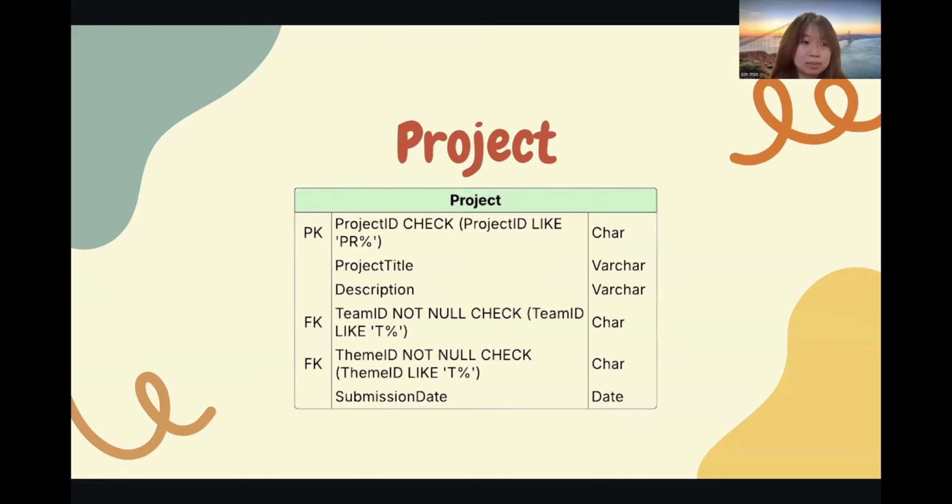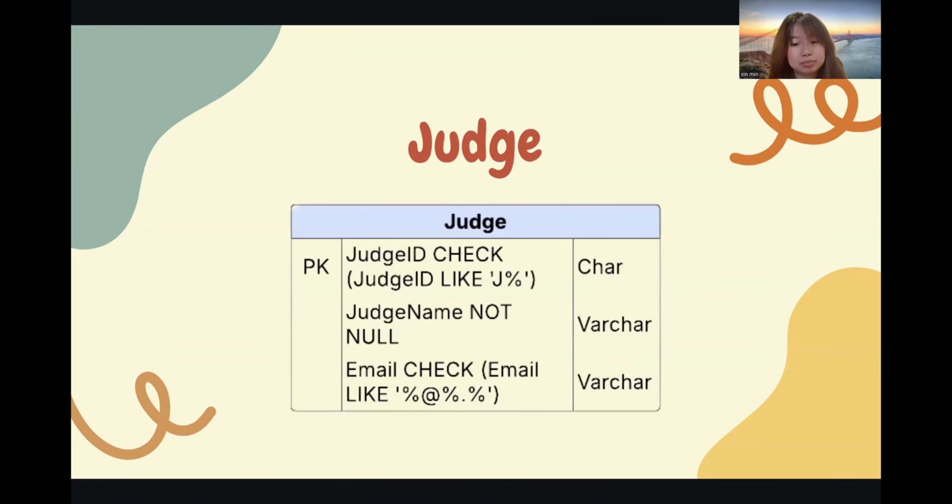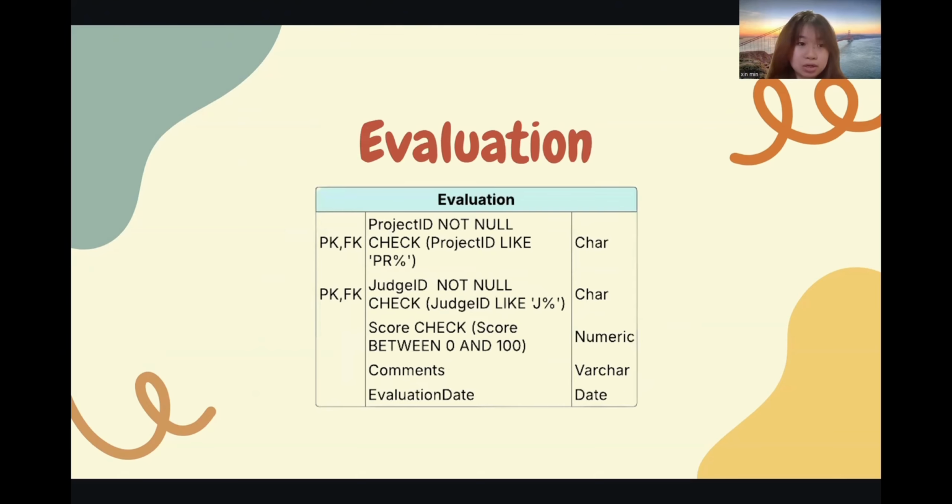The project entity represents the submissions created by each team. It includes project ID, title, description, team ID, and submission date. The PK is project ID, and the foreign key is team ID. The judge entity has info such as judge ID, name, and email. The PK is judge ID. Evaluation records the scores and comments given by judges for each project, and the composite primary key is project ID and judge ID.